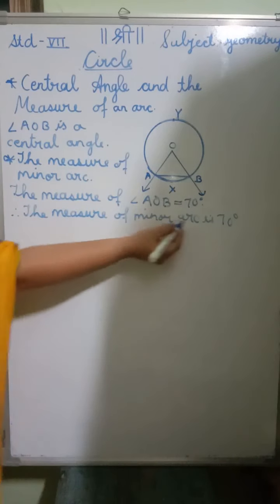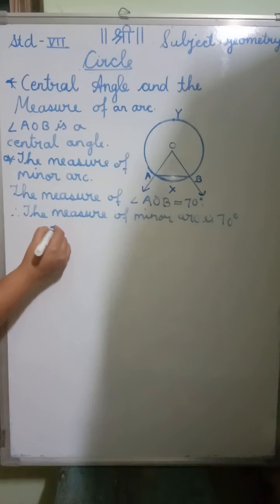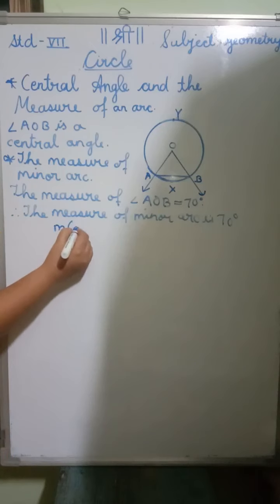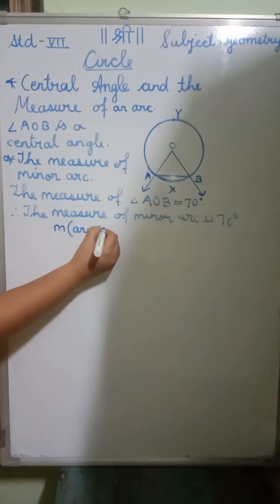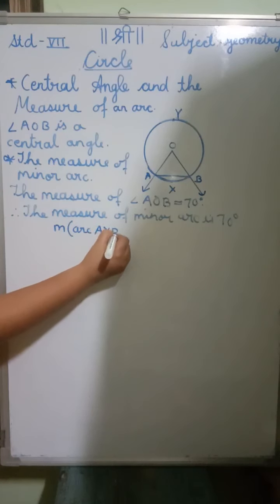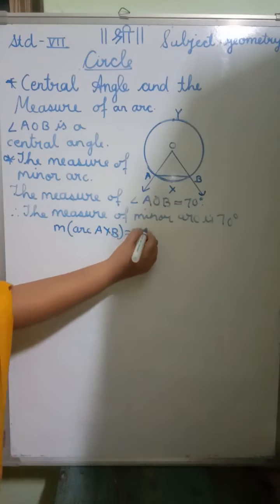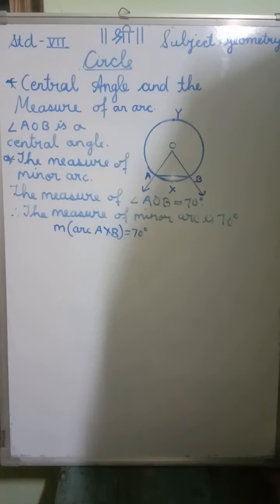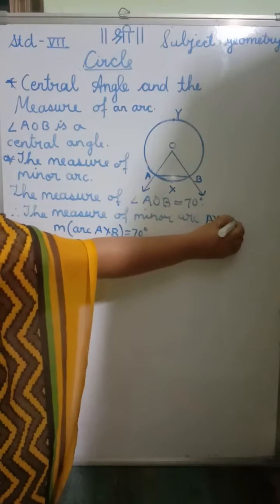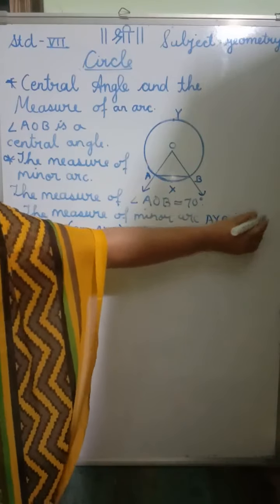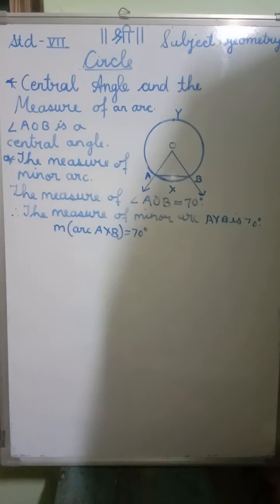So now, how to write this statement in short? See here. Measure of minor arc, what is that? Arc AXB is equal to 70 degrees. Here you can also write the name of that arc, arc AXB is 70 degrees. Okay. So in this way we are able to find out the measure of a minor arc.